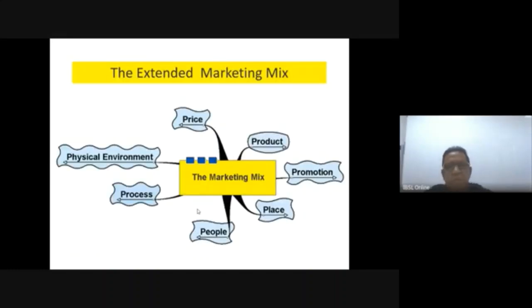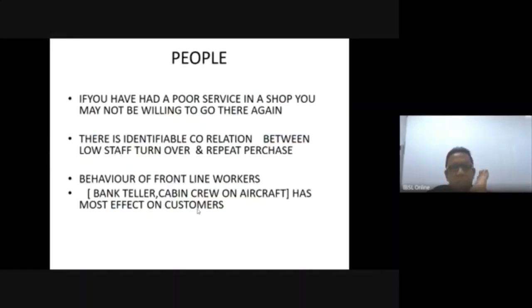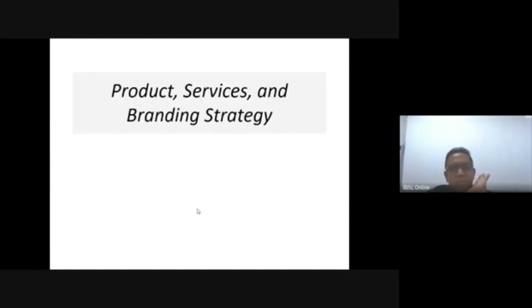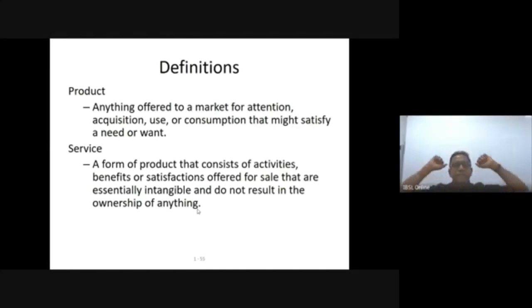I said there are 7 P's that we make use of: product, price, place, promotion, people, processes, and physical evidence. We went through the people element, the processes, and physical environment, and then came to product. Product is what? It is the first P in your 7 P's model. Product is anything offered to a market for attention, acquisition, use, or consumption that might satisfy a need or want.